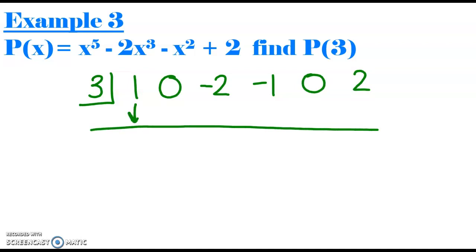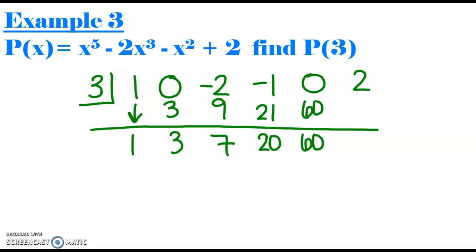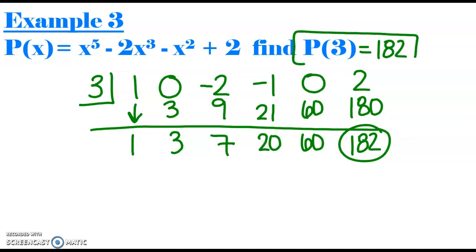Skip a line, draw a line, drop the 1. 3 times 1 is 3, plus 0 is 3. 3 times 3 is 9, plus negative 2 is 7. 7 times 3 is 21, plus negative 1 is 20. 3 times 20 is 60, plus 0 is 60. 3 times 60 is 180, plus 2 is 182. So P of 3 equals 182.